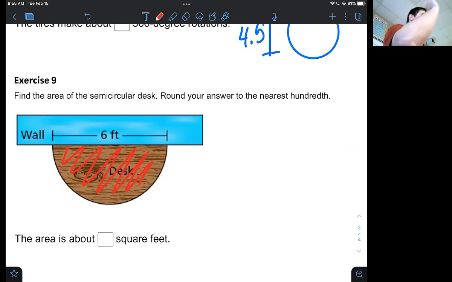Divided by 2, or times it by half. You made my mistake earlier. Don't say divide by half. Yeah, so take pi r squared and then times it by half or divide by 2. However you want to write it. I don't care how you write it, as long as it says either divide by 2 or times by a half.